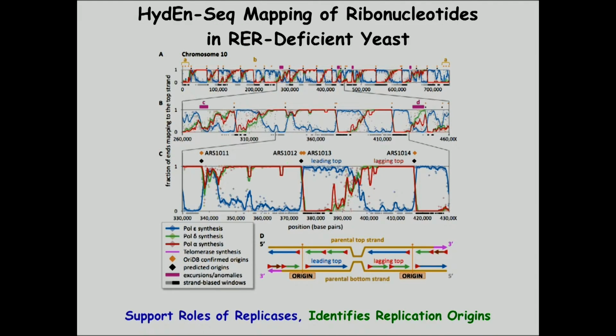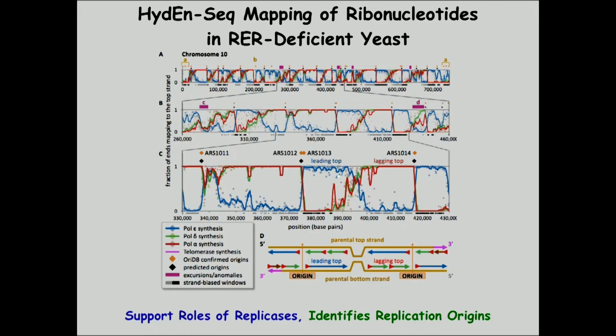This is just one tiny piece of chromosome 10. We have the information for the whole genome. But what you can see is the blue lines represent the density of DNA ends in RER-deficient cells treated by the HydEn-Seq procedure when the DNA is extracted from a yeast cell containing a mutant derivative of pol epsilon that incorporates a very large number of ribos. And you can see that the ribonucleotide density is essentially strand-specific. So in this case, there are very few ends on this side of this origin of replication on chromosome 10, but there is a large number on this side.